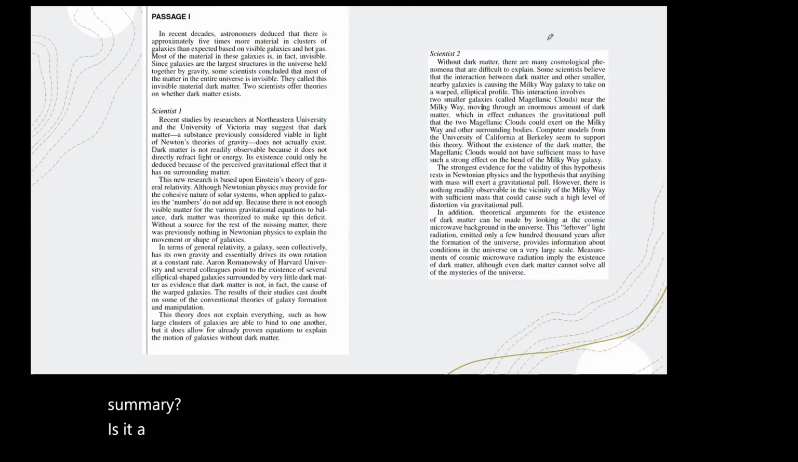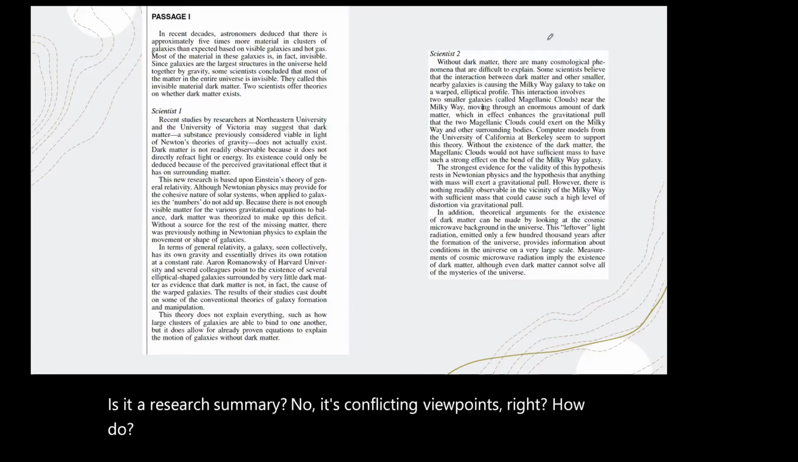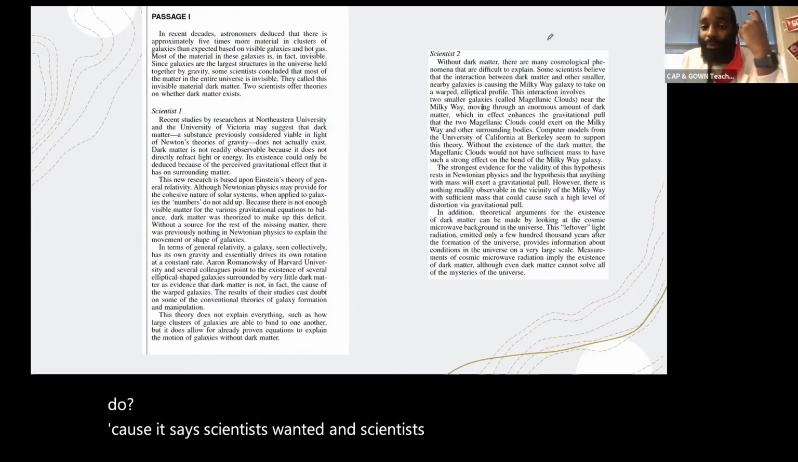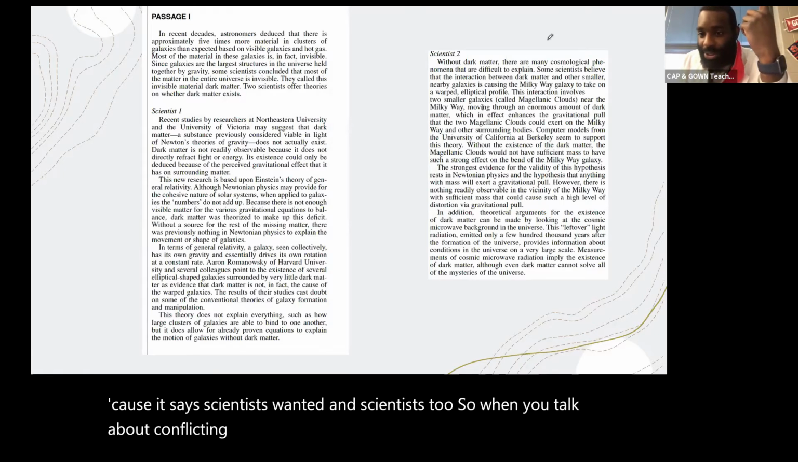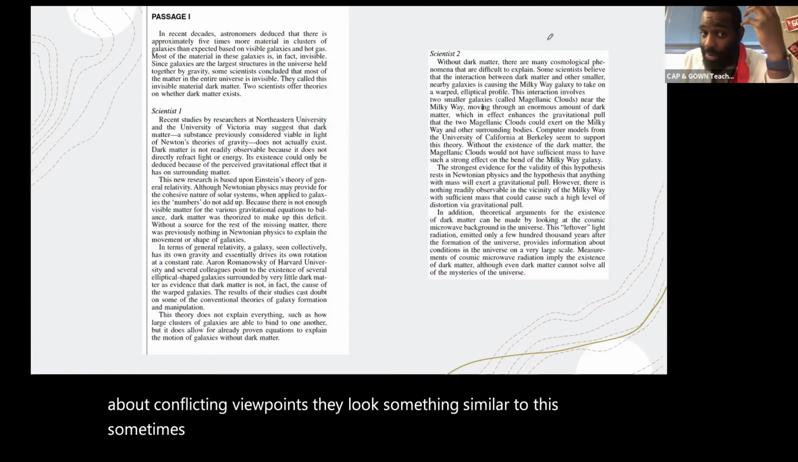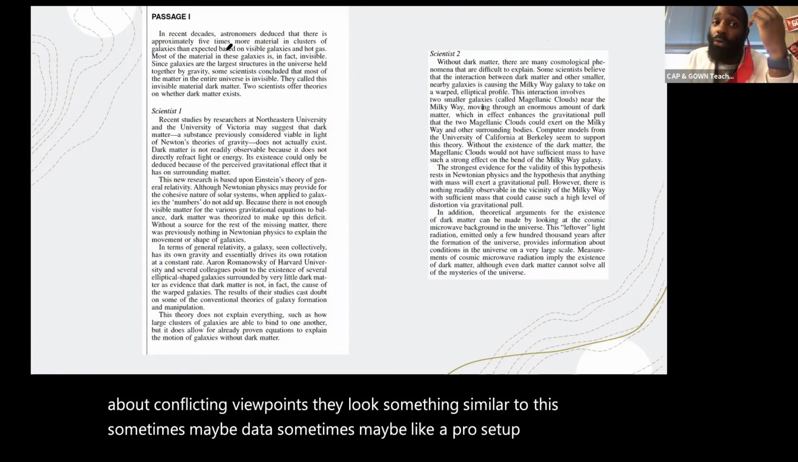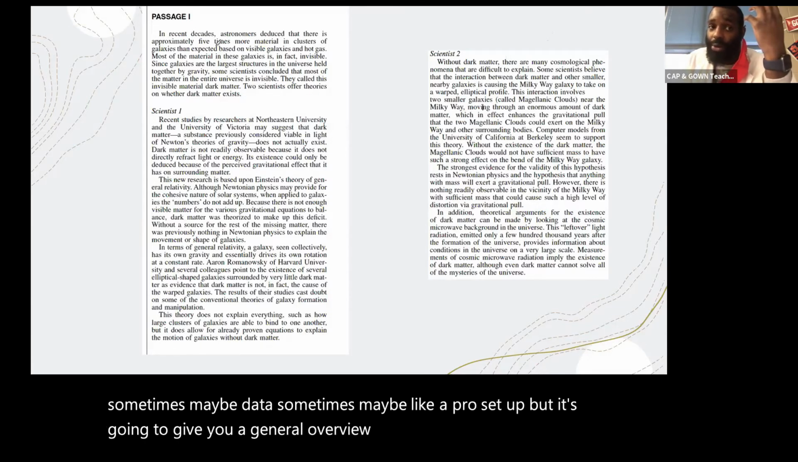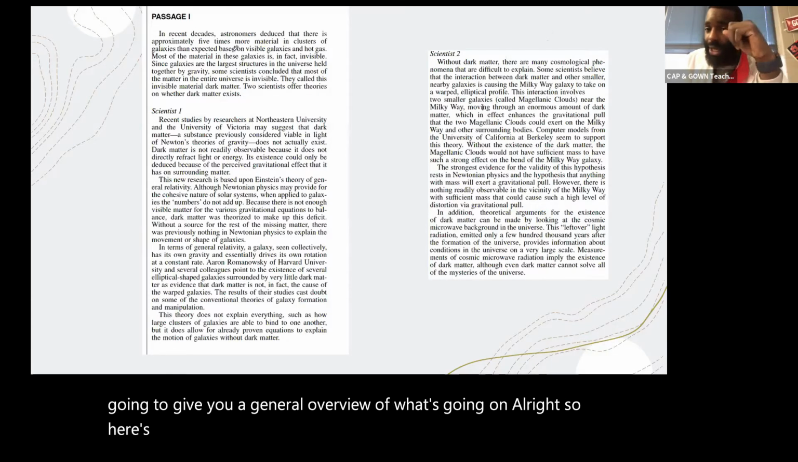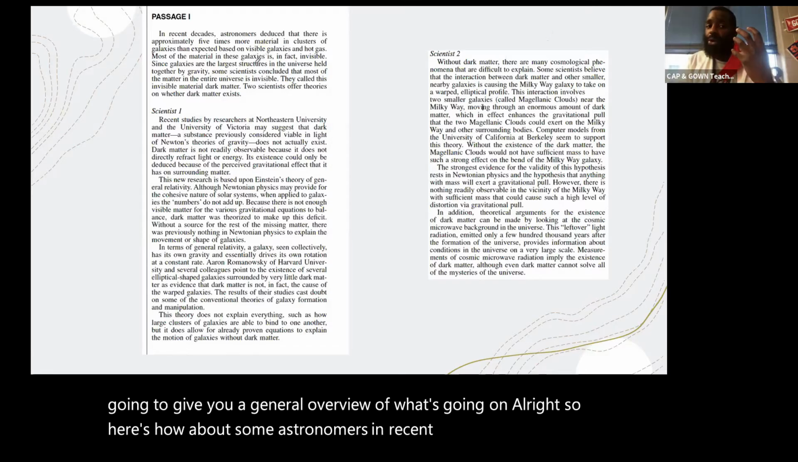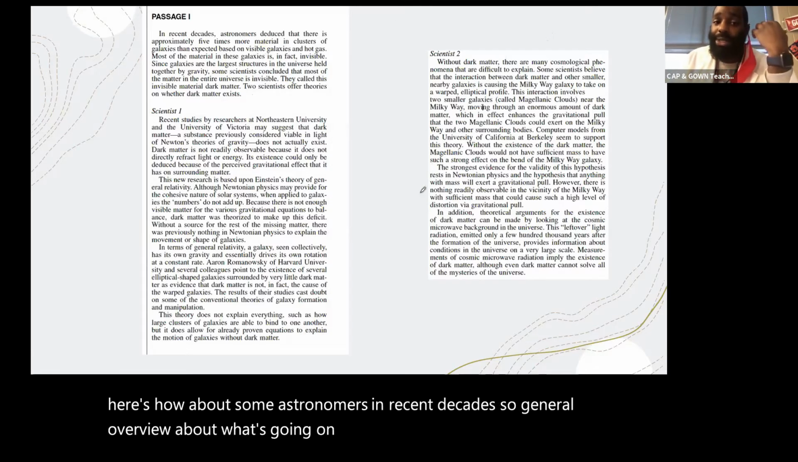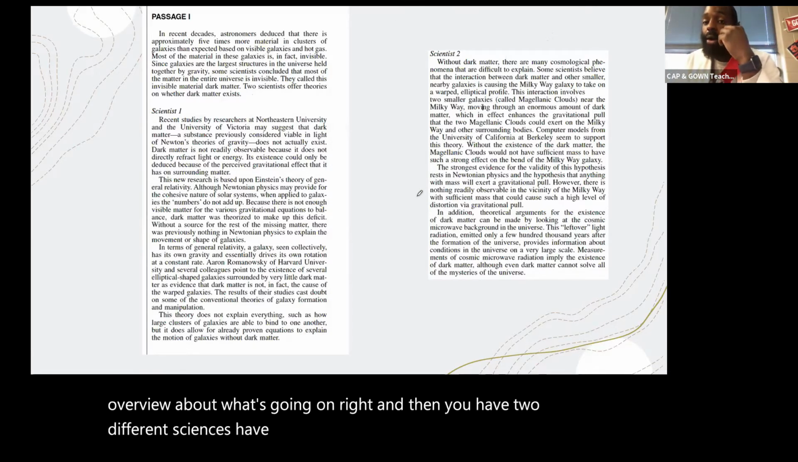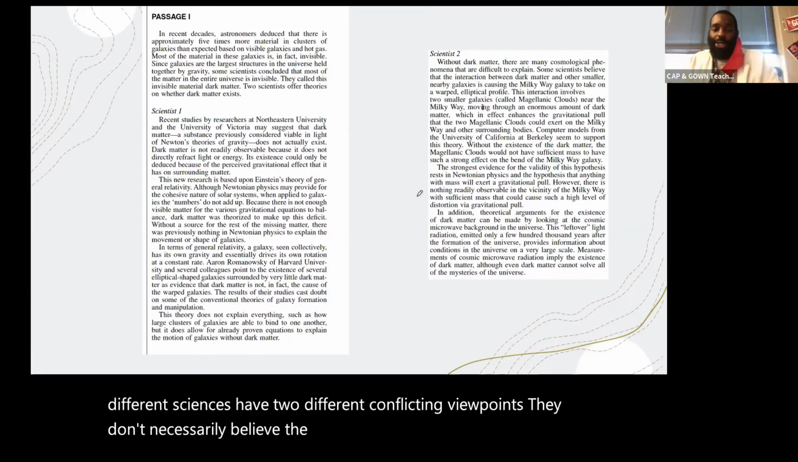Oh, no, it's conflicting viewpoints, right? How do you know? Because it says Scientist 1 and then Scientist 2. So when you talk about conflicting viewpoints, they look similar to this. Sometimes it may be data, sometimes it may be like a pro setup, but it's going to give you a general overview of what's going on. Here it's talking about some astronomers in recent decades. And then you have two different scientists that have two different conflicting viewpoints. They don't necessarily believe the exact same thing. So let's look at this real quick.